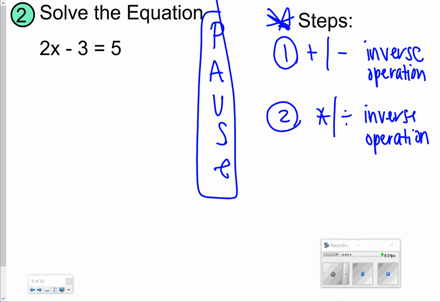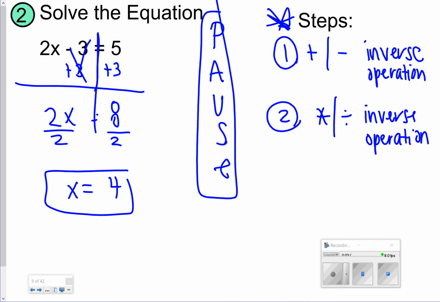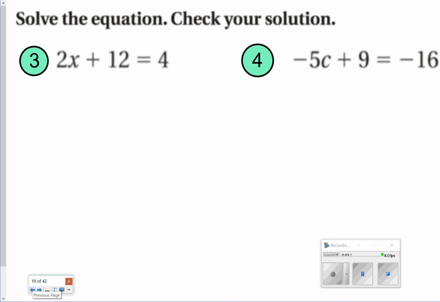Alright, so you first should have added 3 to both sides. These are going to cancel out, so we have 2x and 8. Once we get this step down, we're going to divide both sides by 2, so your answer, x is equal to 4. They should go by a little bit quicker once you get the hang of it. Here are 2 more that you're going to try. Again, let's pause first to try it. Once you're done, click play to check your work.